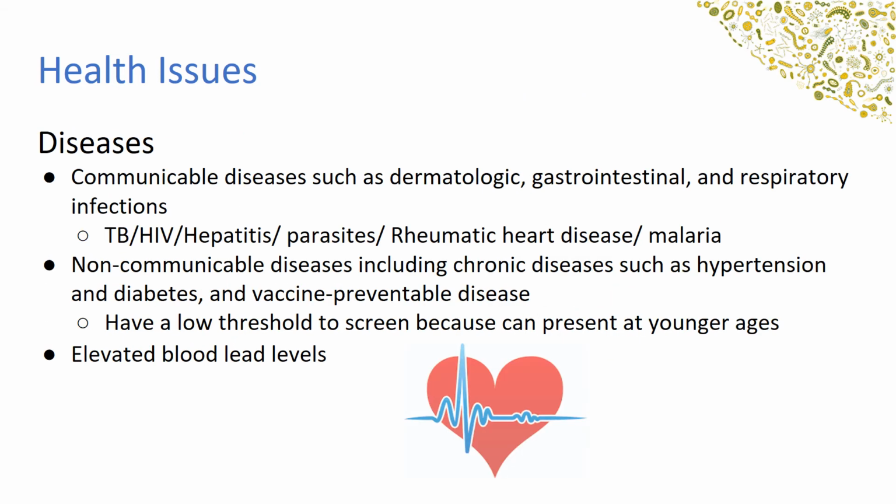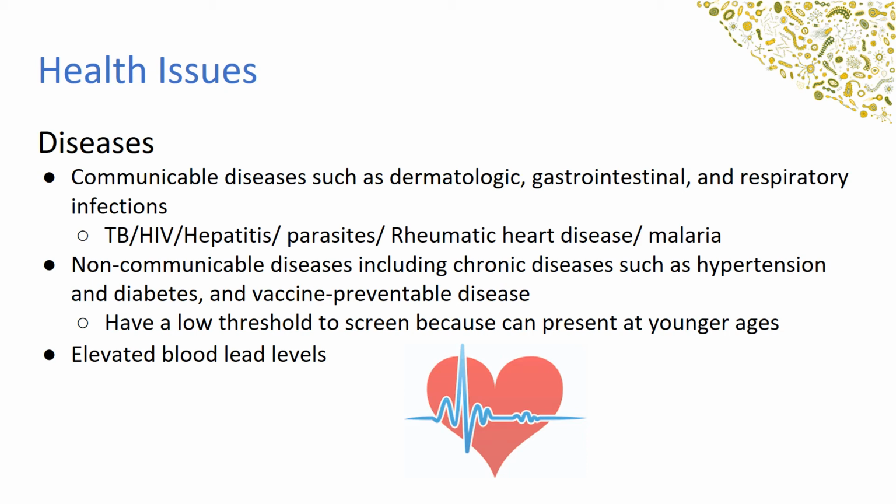And so these risks often present as diseases that providers need to screen for. Communicable diseases are more common in the immigrant population than in the general population, including infectious diseases such as TB, HIV, Hep B and C, and malaria, as well as dermatologic, GI, and respiratory infections.